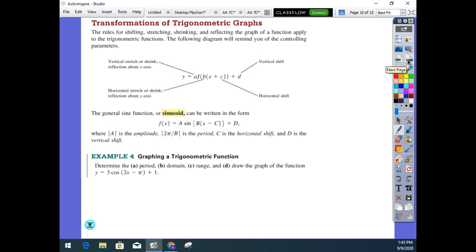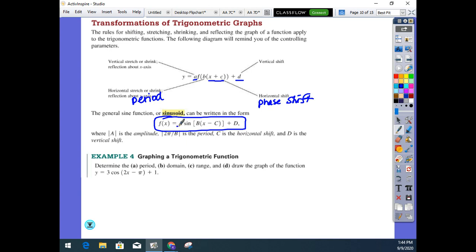So this is probably the most annoying one. We've got our vertical stretch. Anytime you multiply by a number, that's the vertical. The horizontal, this is stretching our period. The vertical shift is easy to find. This is our phase shift. This is probably the best way to write it. This looks so much easier.